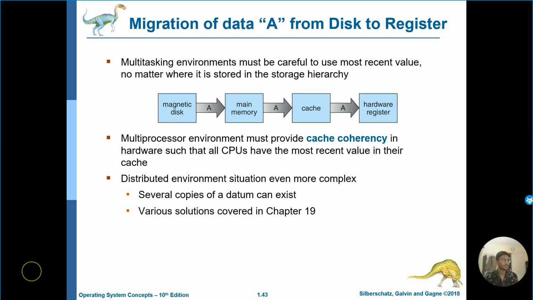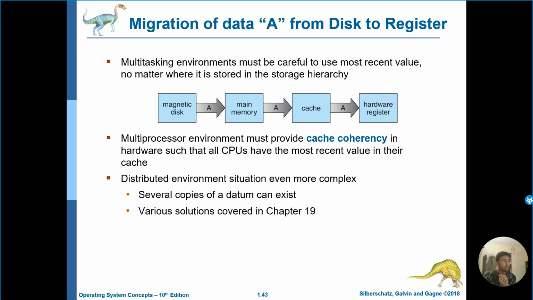Coming to how we would want to migrate data from a disk to a register. So when we talk about a disk, this could be again a CD drive or a large storage device. And then how do we get that storage, how do we move it into something that we could read? We move it from the magnetic disk to the main memory where it is cached, okay? And then to read that cache, you have that register, that hardware register.